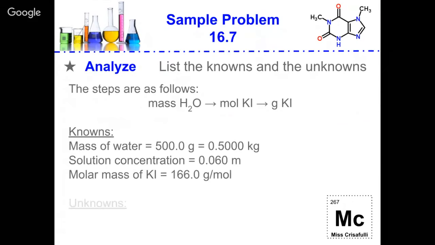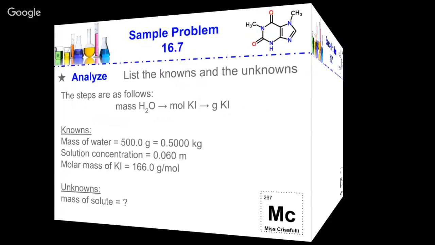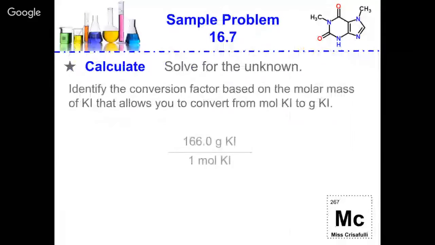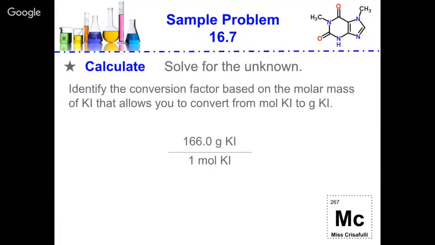So we know our knowns and we know our unknowns. Now we're going to make that conversion from molality so that we can convert grams of water to moles of KI. So here is the conversion factor that we're going to use. And then we're also going to use the molar mass conversion factor to go from moles of KI to grams of KI, and that is this formula.